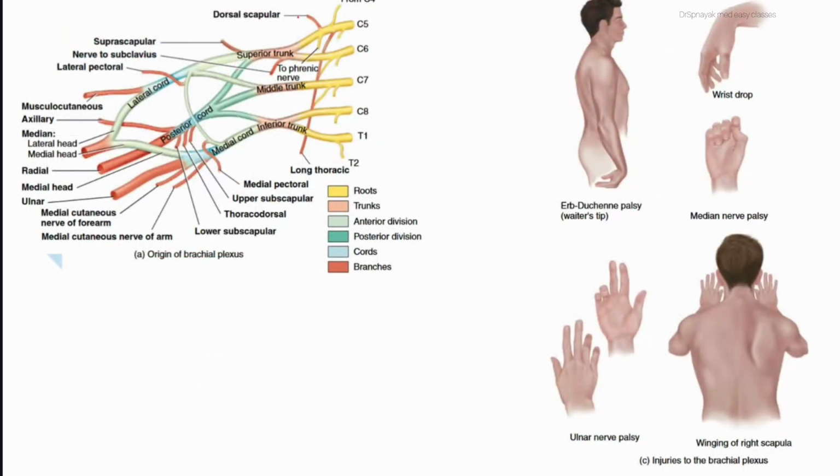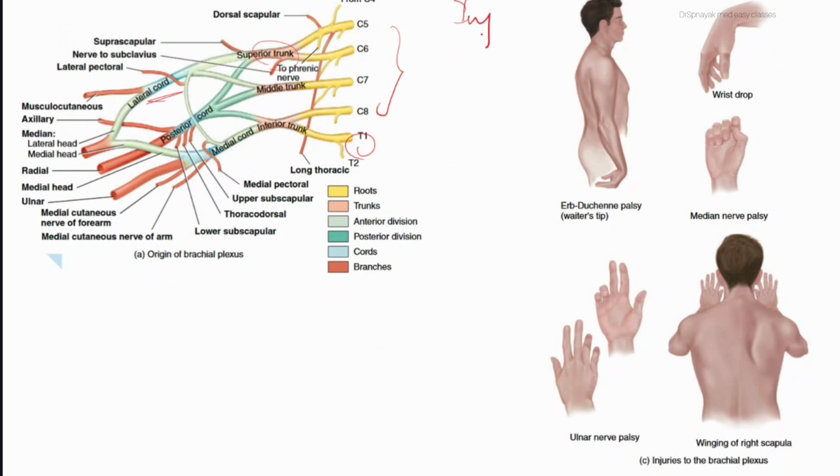This is the image of the brachial plexus. It starts from C5 to C8, the last four cervical nerves, and the first thoracic nerve. These are the roots, these are the trunks, cords, and then these are the branches. The nerves involved are suprascapular, then musculocutaneous, median nerve, radial, ulnar, that we have seen earlier.